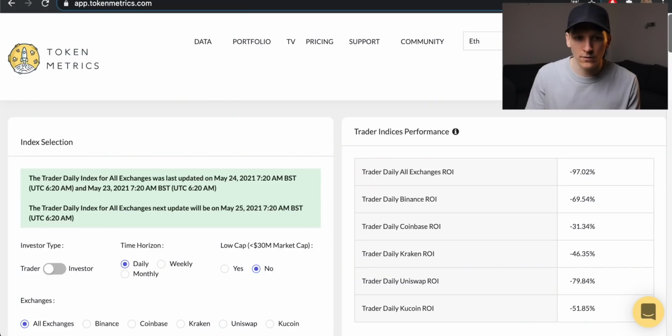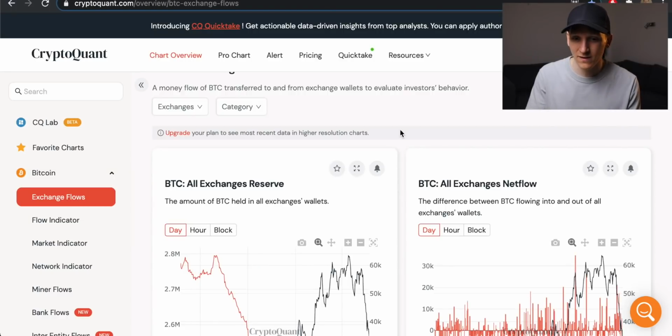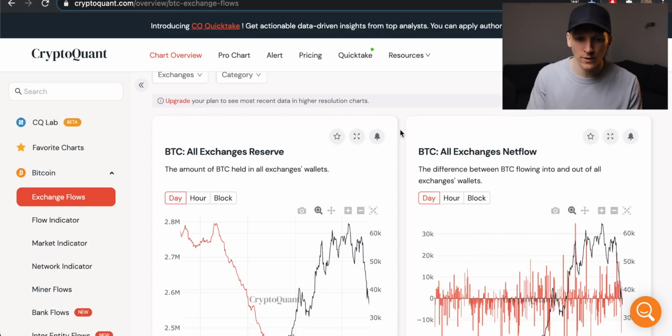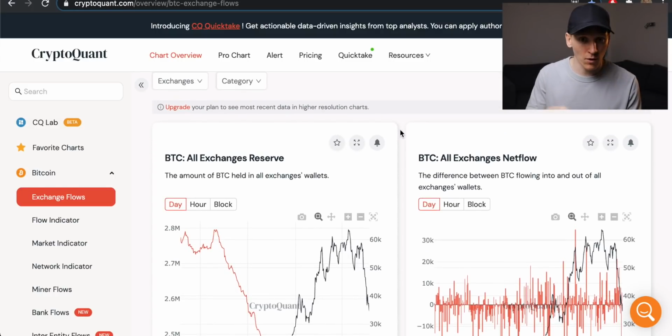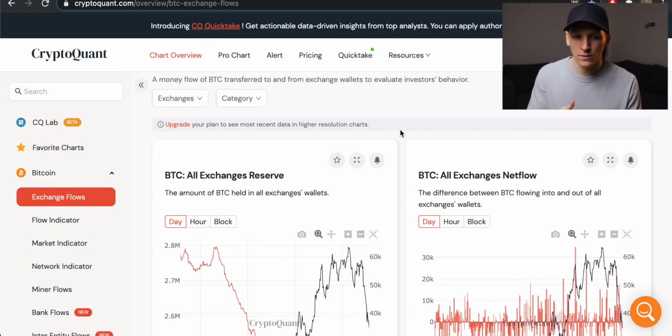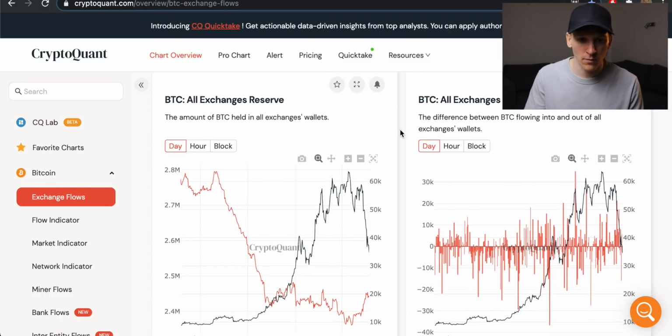So let's come to something like CryptoQuant. This is a completely free service. I think they do have an upgrade pricing plan where you get some more data. We have a lot of free information here, and I'm sure there are other websites that do this sort of info as well, but you can have a look at this one if you want.